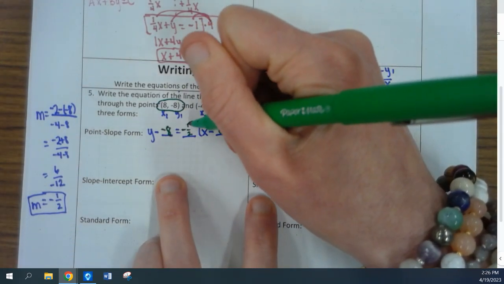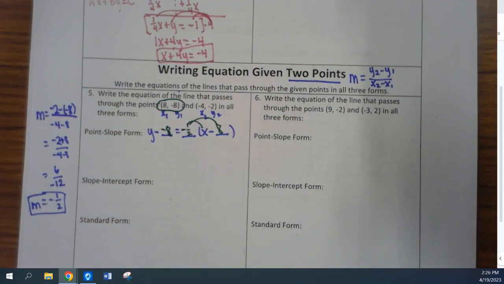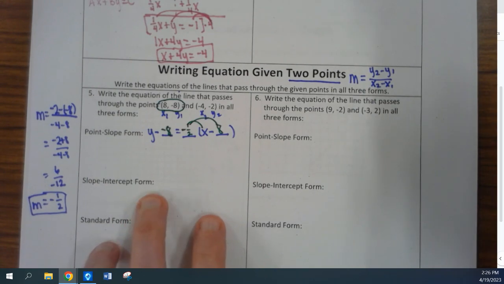Office detention will be held in room 119 today. Office detention will be held in room 119.